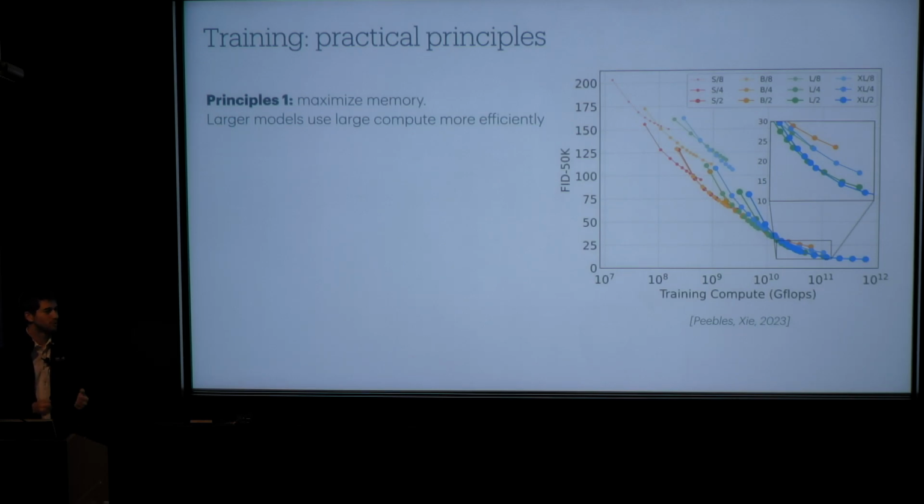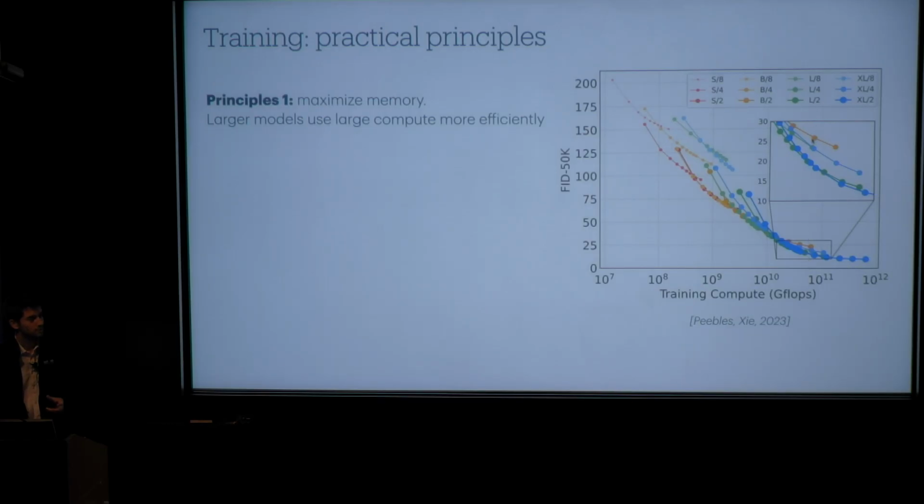Principle 1, when you train a model, you should maximize memory. It's a bit weird at first, but why is it the case? It's because scaling laws have shown in most cases that for a fixed compute, if you have a larger model, you're more efficient at training it. Efficient in terms of the loss. So here, on this curve, on the x-axis you have the training compute, and on the y-axis you have the performance. The smaller, the better. Imagine I have a fixed budget of compute.